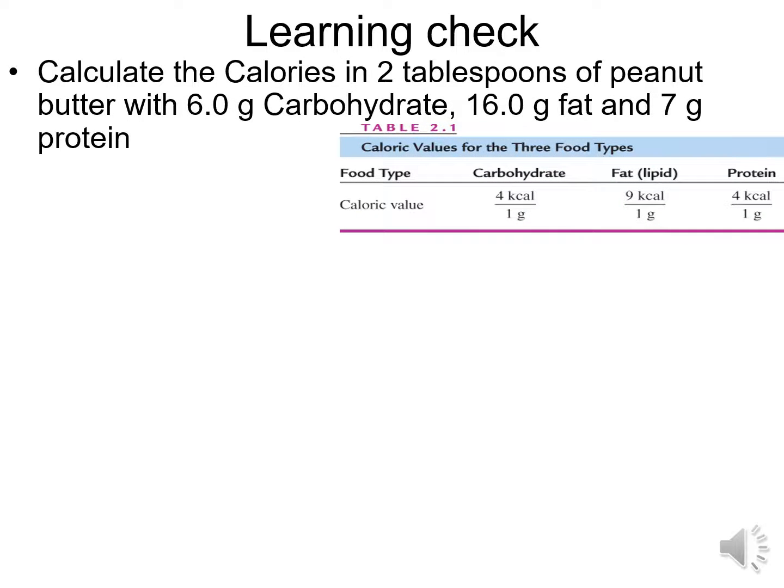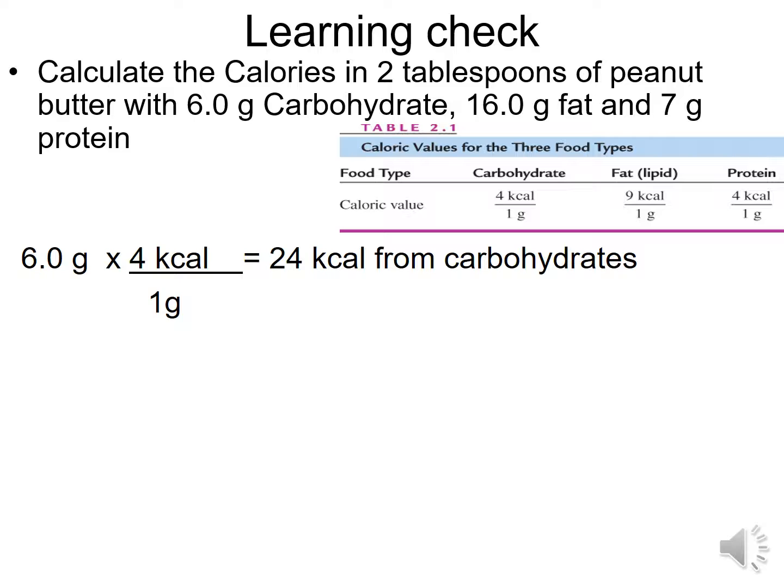If we use that in a problem, we could calculate the calories, notice big C calories, kilocalories, in 2 tablespoons of peanut butter. So if the serving size is 2 tablespoons and a serving size of peanut butter is known to contain 6 grams of carbohydrates, 16 grams of fat, and 7 grams of protein, how many total calories would be in 2 tablespoons of peanut butter?